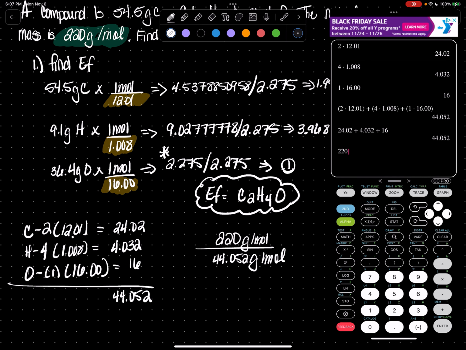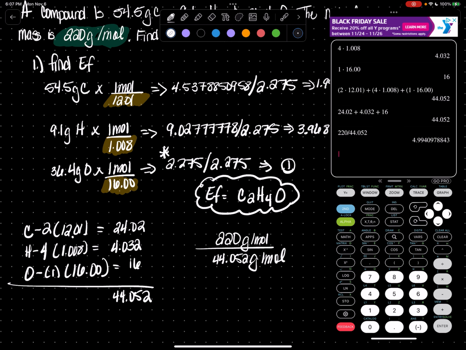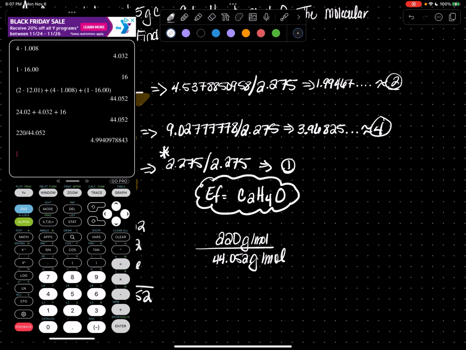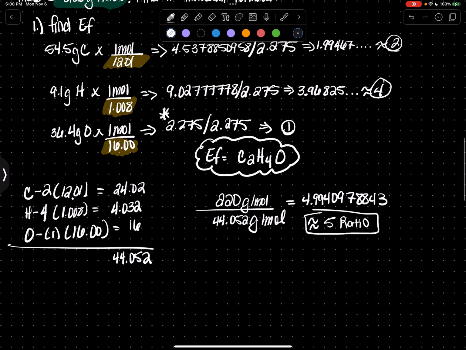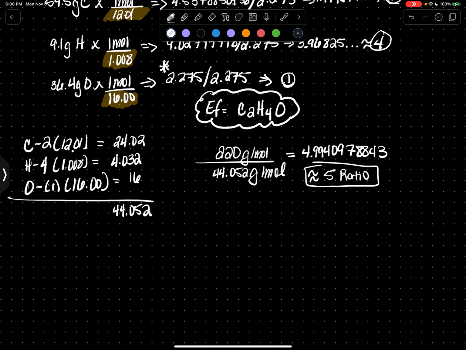So let's see what we're working with here. 44.052. Let me move that out of the way over here. This gets me 4.9940978843. Round that up to 5 because we can't have partial ratios. They're always whole number ratios. So we're going to send that through our entire empirical formula.